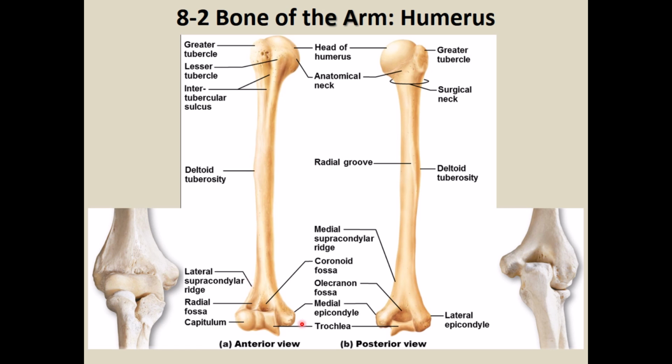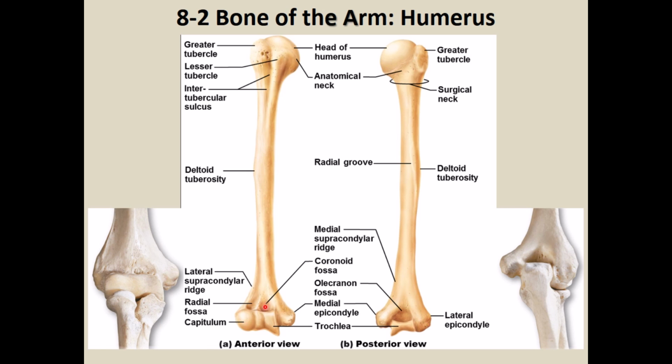When we get to the distal part, there are a lot of different structures there. The one that is visible anteriorly and posteriorly together is called the trochlea. Laterally, there is a round structure called the capitulum. The capitulum is located laterally, but also visible anteriorly. You cannot see it in the posterior view.